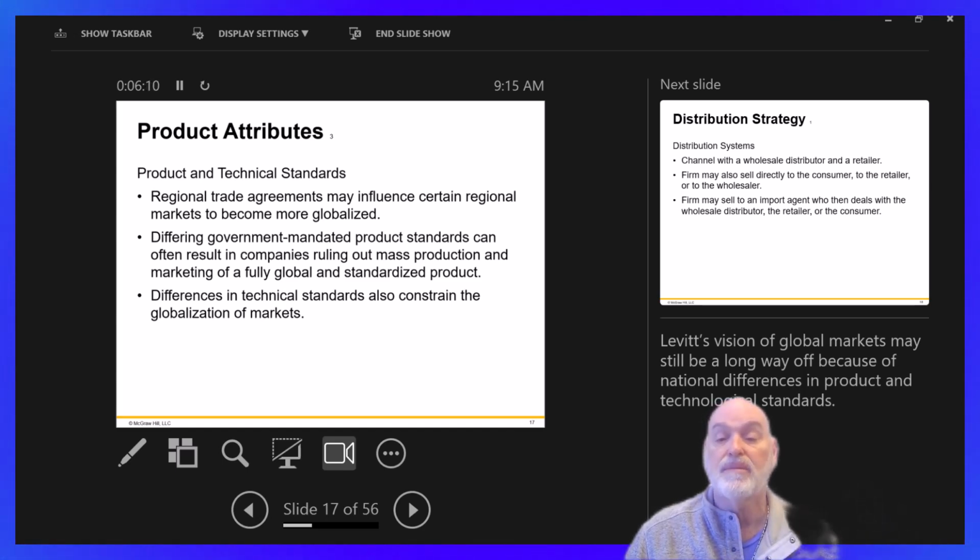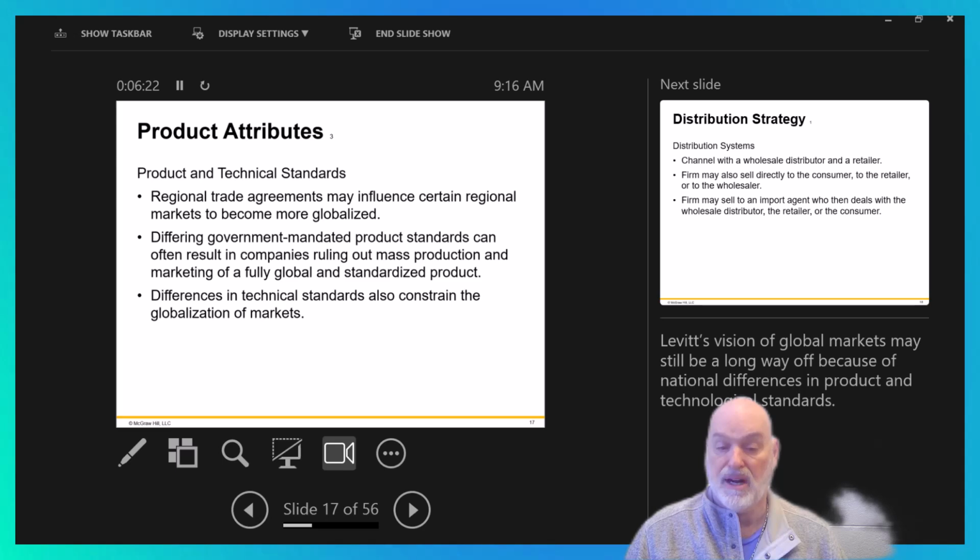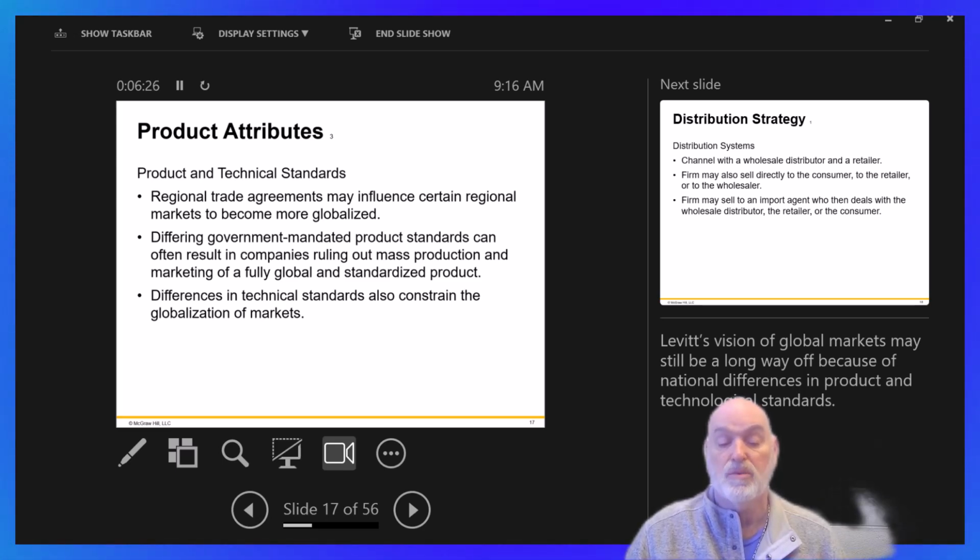Regional trade agreements may influence certain regional markets to become more globalized. Differing government-mandated product standards can often result in companies ruling out mass production and marketing of a fully global and standardized product. Differences in technical standards also constrain the globalization of markets.